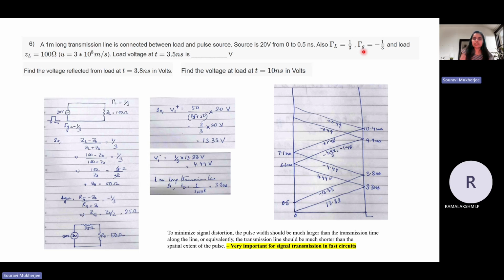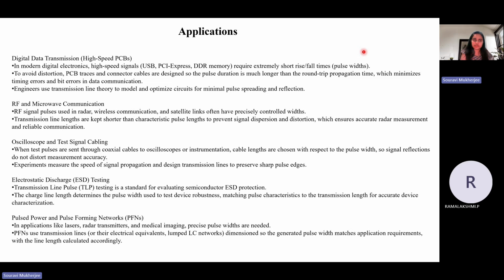So there can be different kinds of applications of this fact, that you can have this kind of distortions and how do you avoid it. This can be useful when we talk about high speed PCBs. These days when we are designing PCBs or USB or DDR, all those on-chip things, we want it to be very fast. So we want extremely short rise or fall times, so the pulse widths are smaller.